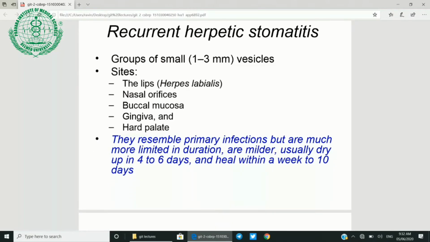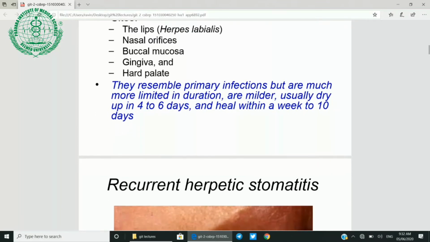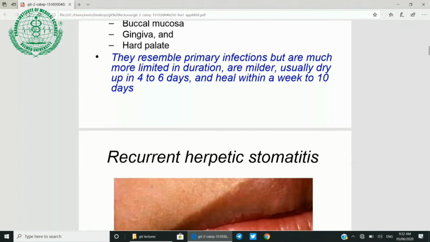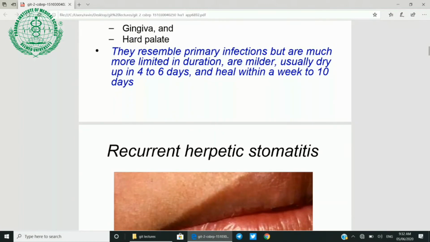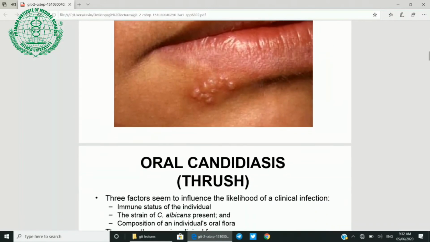You can have recurrent herpetic stomatitis, where you get a small group of vesicles, usually on the lips, nasal orifices, buccal mucosa, gingiva, and hard palate. They heal on their own within a week to 10 days. This is a nice illustration showing you a herpetic infection.